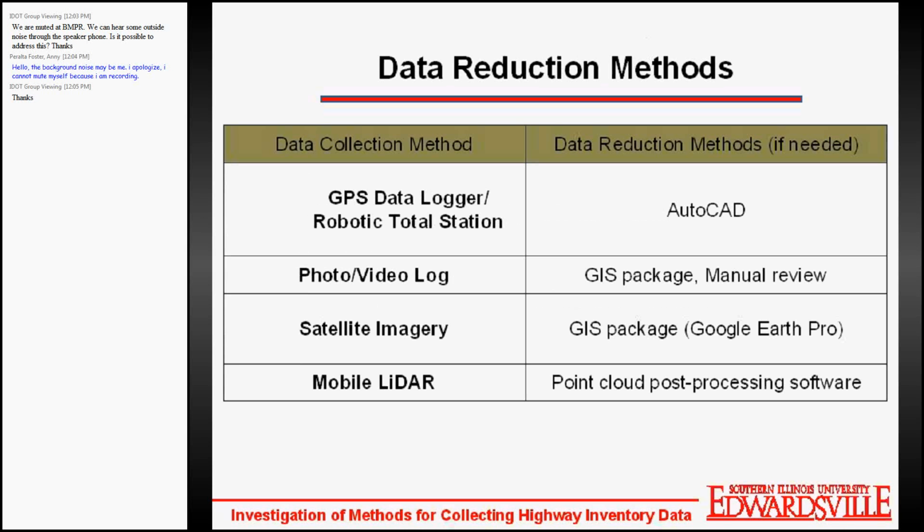For the data reduction for those various systems, for the GPS data logger and the robotic total station, we used AutoCAD. That's what we have here in the university, but we could have just as easily used MicroStation or any other of a variety of civil engineering surveying packages, because both of those systems just generate XYZ coordinates that can be imported into virtually any CAD system. For the photo video logging, we used a GIS package and then a manual review of the video to create the data extraction. For the satellite imagery, we used Google Earth Pro for data reduction, and for the mobile LIDAR, we used point cloud post-processing software that was proprietary to the manufacturer of the LIDAR system that we used.